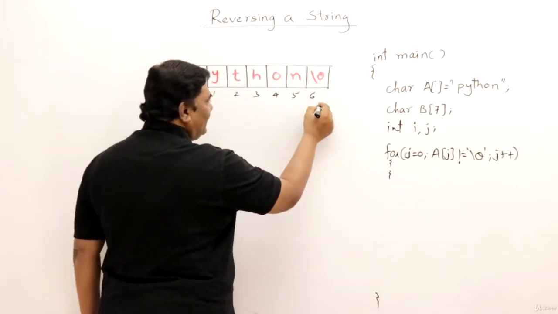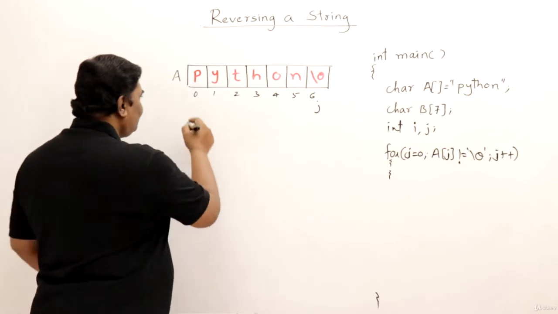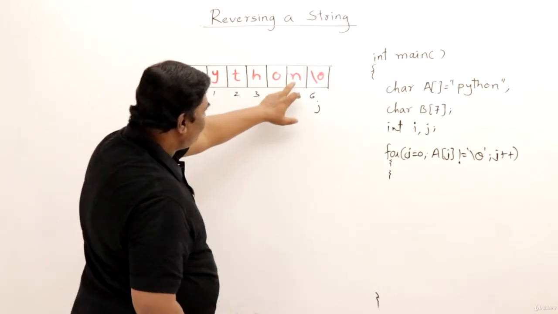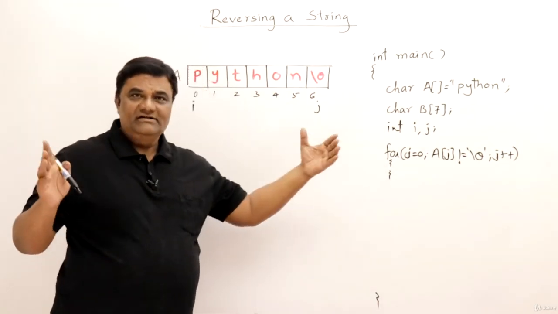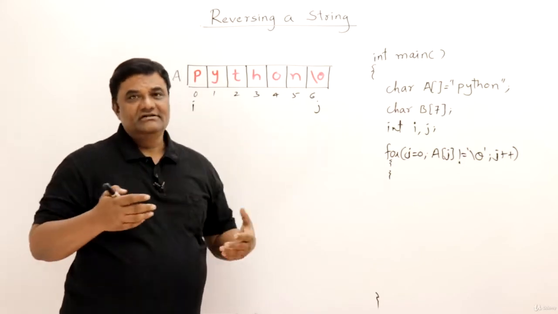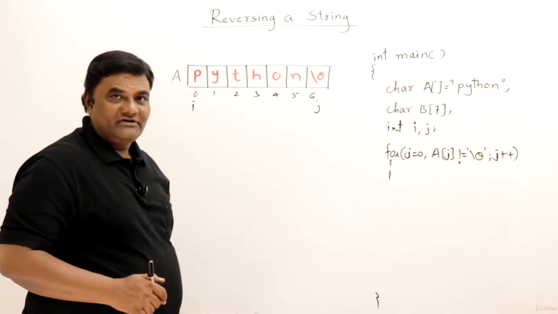J is pointing at the last position, that is at the null character. Now from here I will use I, and let us exchange the characters starting from this character onwards, as long as I is less than J. Once they meet or once they cross each other, let us stop. So let us do this and write the code for that.